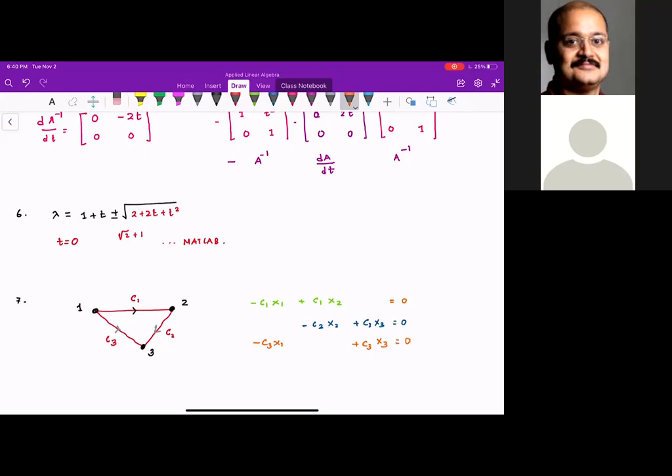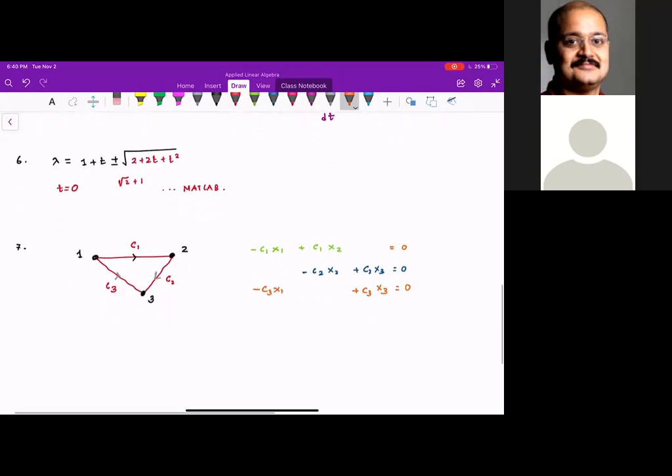So this is the network. And now what I need to do is, in this network, I'm going to write this something like minus C1, C1, minus C2, C2, minus C3, C3. Are you with me so far? Yeah.